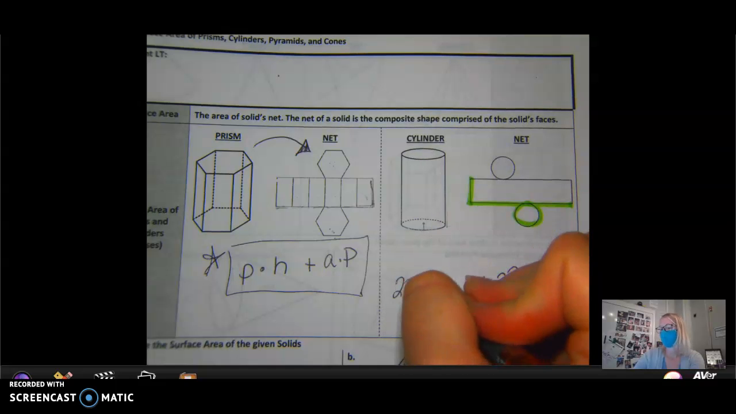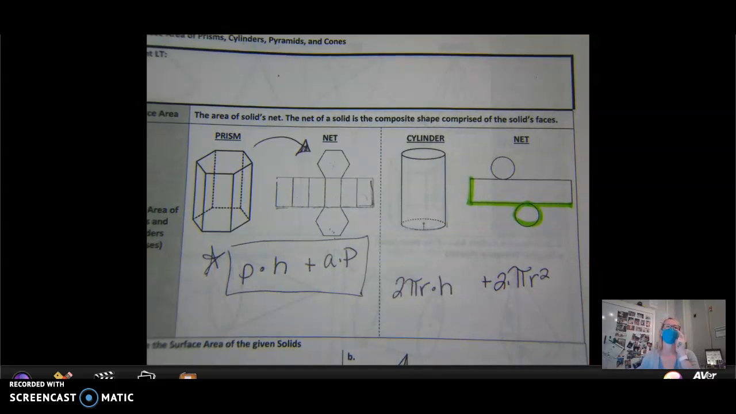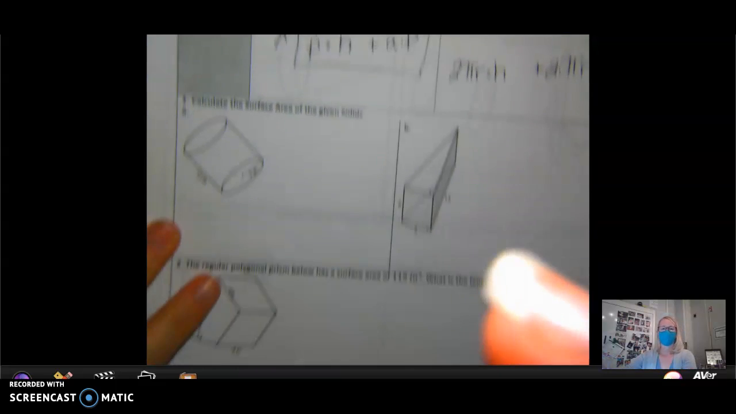The height of the figure. And then you'll add those two things together. Does that make sense? Okay, so let's try some of these together.